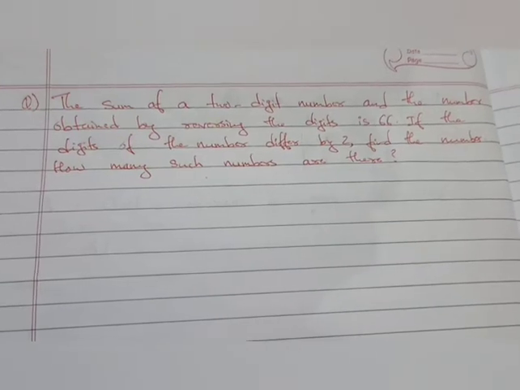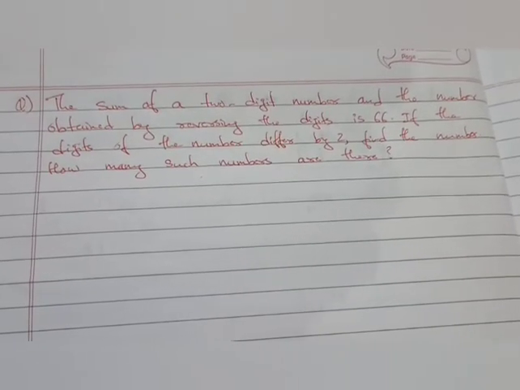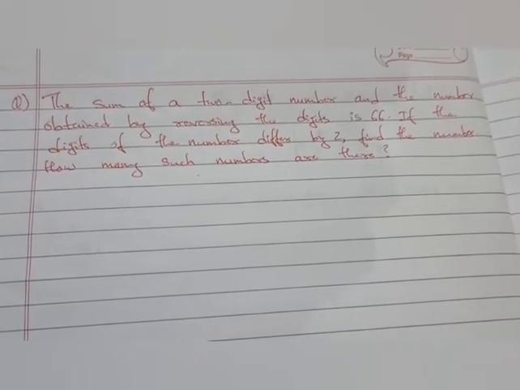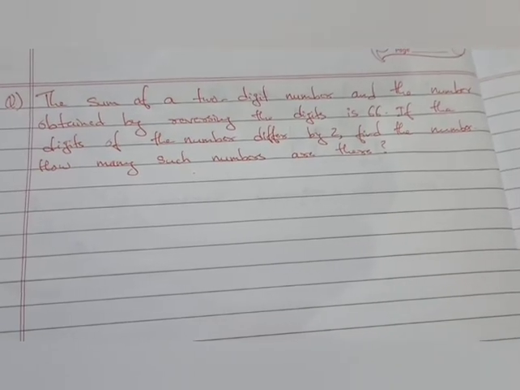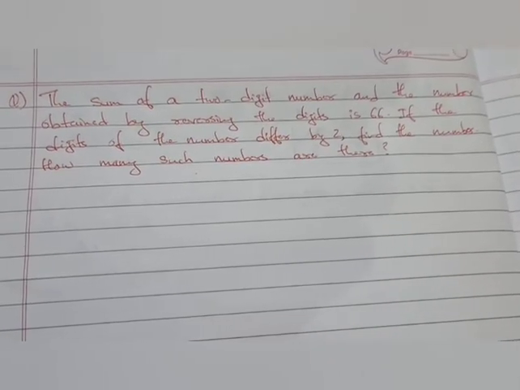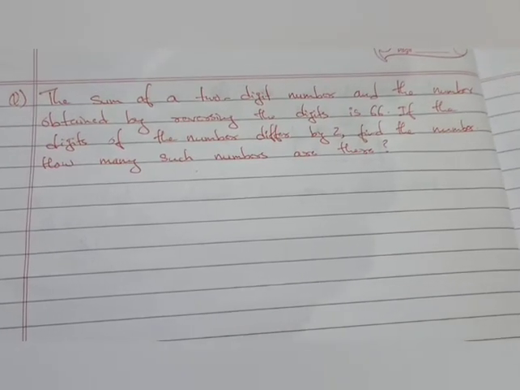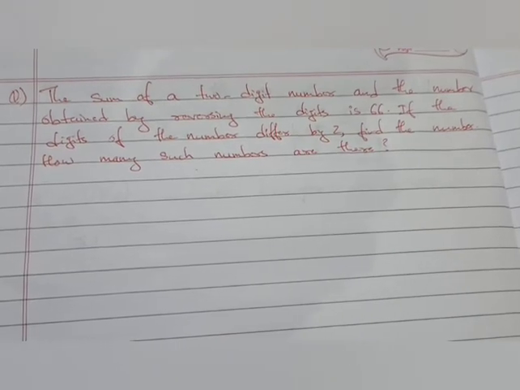Now the next question. Here we have the sum of a 2-digit number and the number obtained by reversing the digits as 66. And this time around we have been given the difference of the digits. If the digits of the number differ by 2, we need to find the number. We also need to check how many such numbers are there.